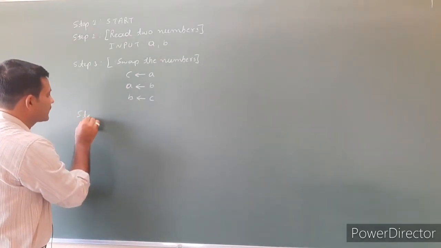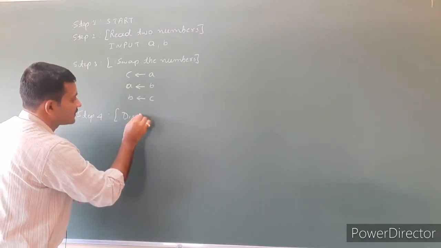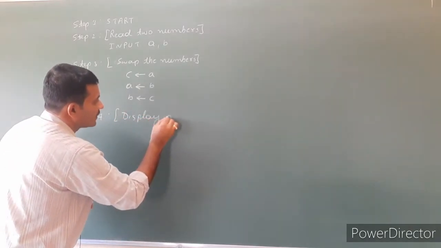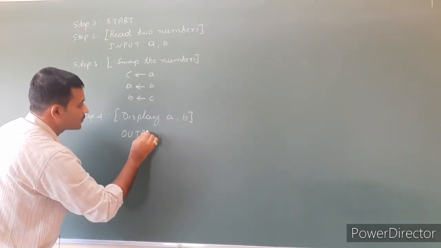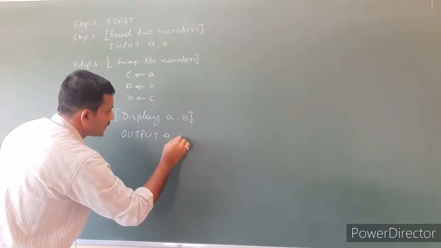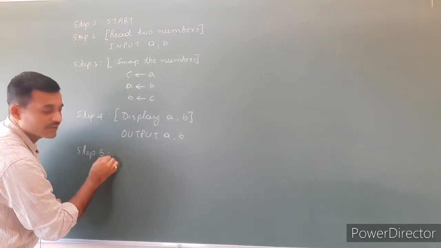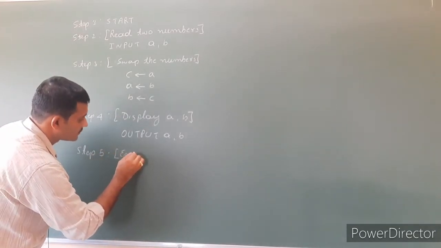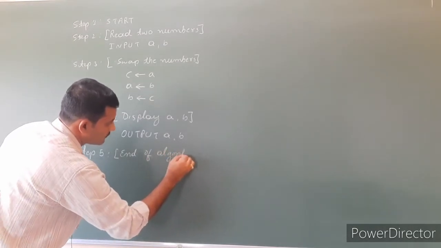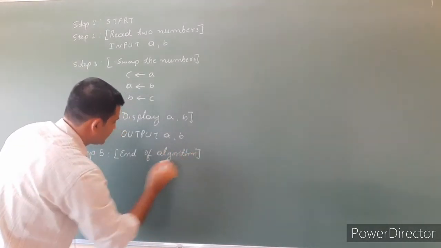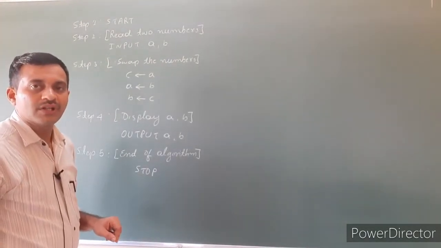Finally, output a b, that is display a b. So the statement is output a b. After some steps, the algorithm must be terminated. That is step 5, end of algorithm, that is the stop. This is the algorithm to swap two numbers.